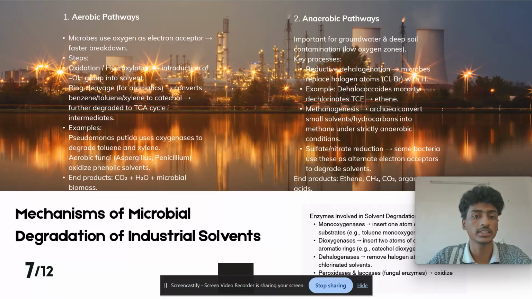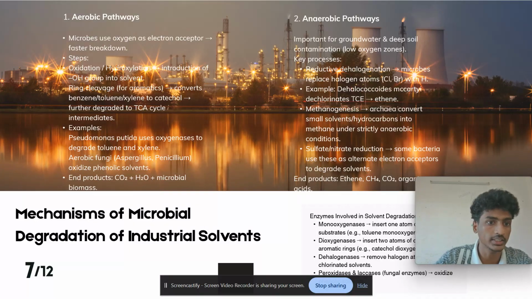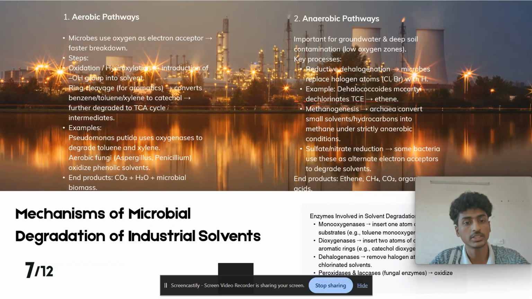The aerobic pathway occurs only when oxygen is available. Microbes use oxygen to oxidize and hydroxylate the solvent molecules. That is, oxidation or hydroxylation will happen, and also ring cleavage for aromatic compounds. For example, Pseudomonas putida converts toluene into catechol, which enters the TCA cycle, ultimately forming carbon dioxide and water. So you can see the end products of the aerobic pathway are carbon dioxide, water, and microbial biomass.